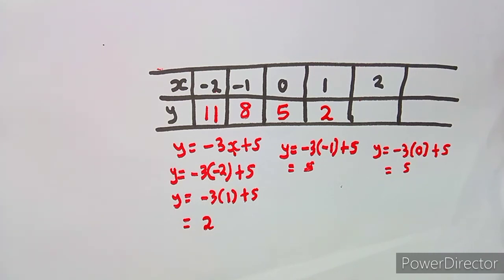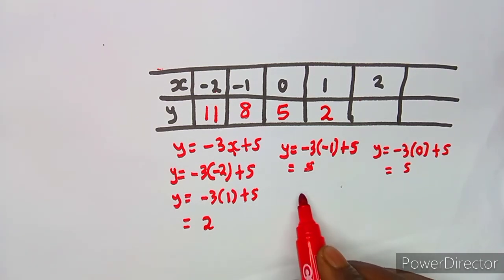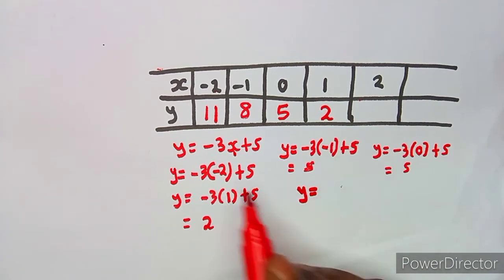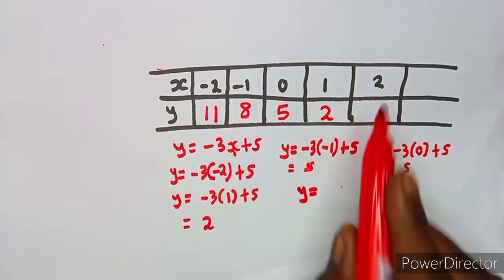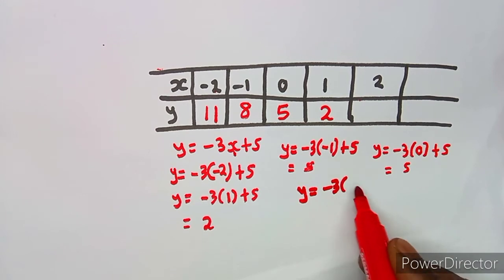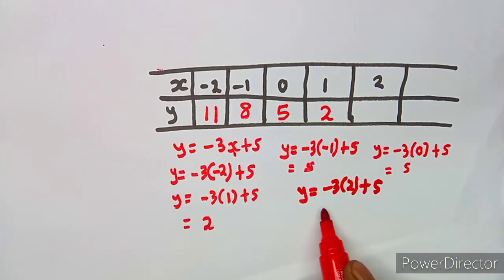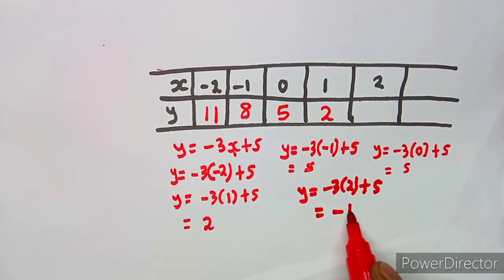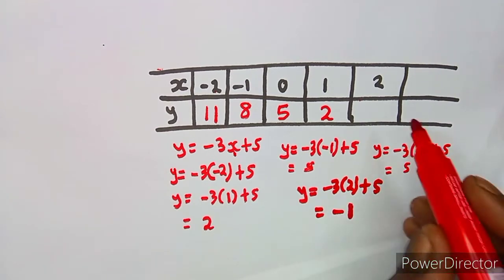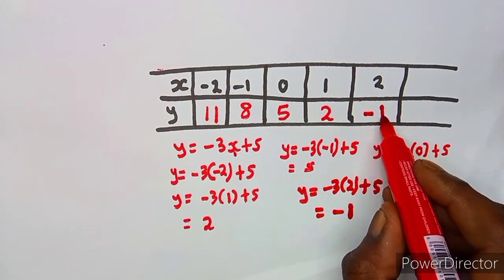All right, we move on to another part again, when x is equivalent to 2 this time. So it's going to be minus 3 into 2 plus a 5. All right, so this is going to give us minus 1 from our calculator. So that would be minus 1 like that.